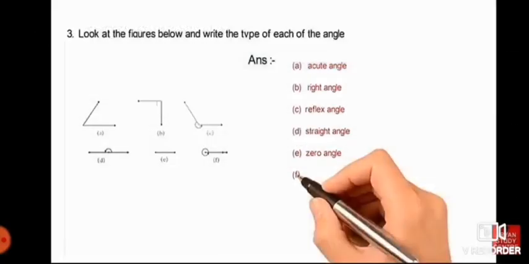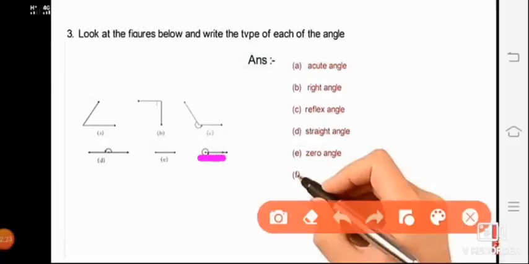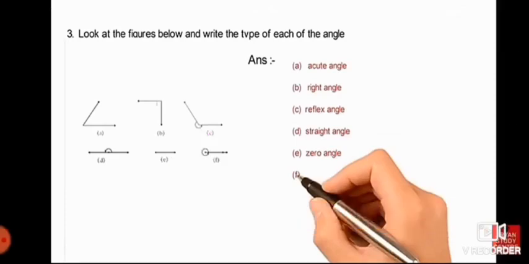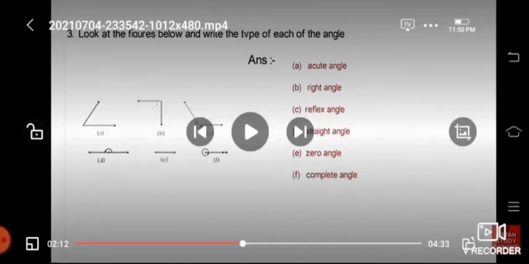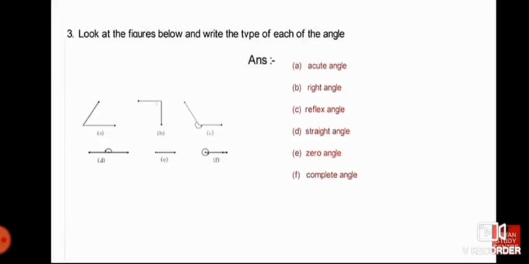And the last one, if you will see, we can see the two arms, and they have shown us an arrow like this. This circle represents that one arm of the angle has completed a circle. Such a type of angle which completes one complete circle is called a complete angle. So this is the solution to your question number 3. You can draw the diagram and below that diagram you will write its particular answer.